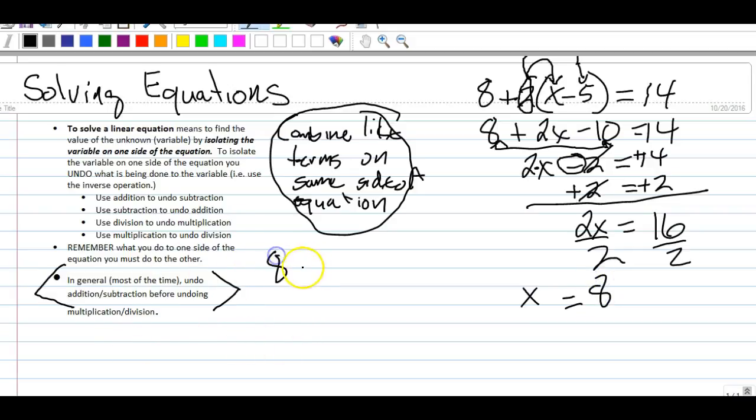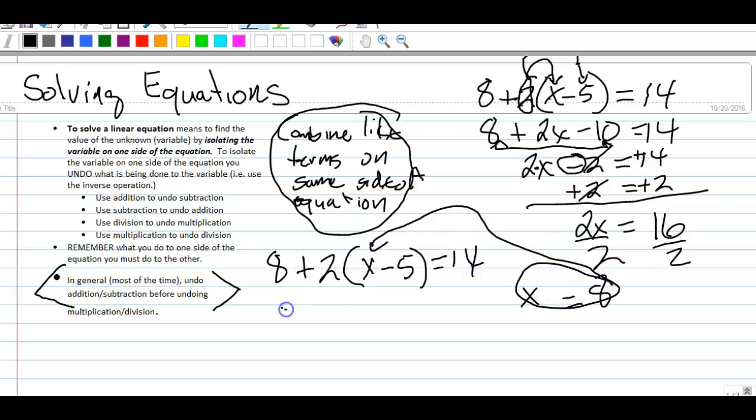Now again, you should always check that. I'm going to go back to the original equation, just in case I happen to make a mistake here. And I'm going to substitute 8 in for x. So that's 8 plus 2 times the quantity, x minus 5. But x is 8, so that's 8 minus 5 equal 14.